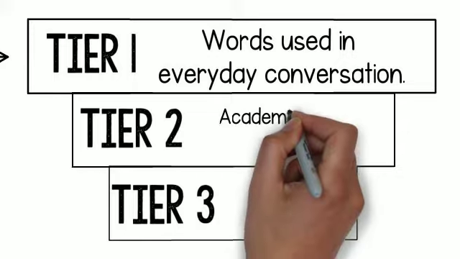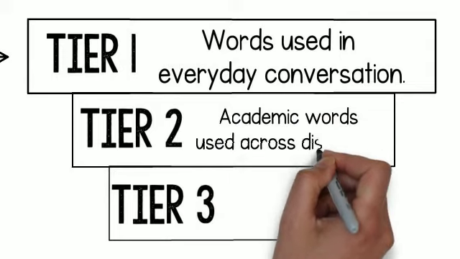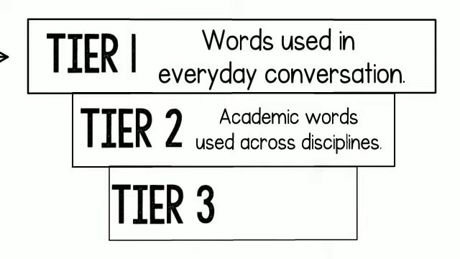Tier 2 words are academic words that appear across all types of disciplines. Words such as compare, prediction, and establish are just a few examples. You can find lists of appropriate grade level Tier 2 words, which is a great resource to refer to.